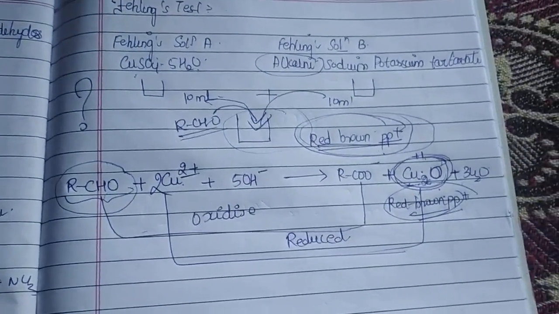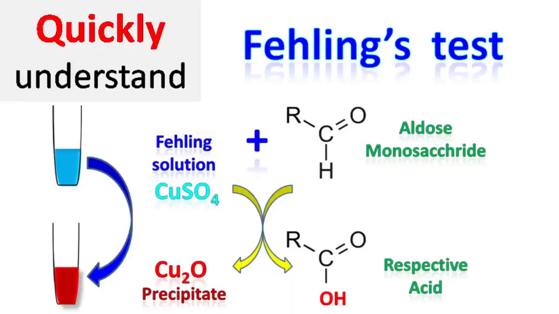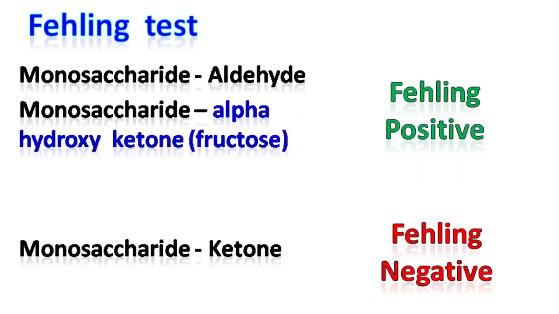So let's have a practical demonstration of this Fehling solution now itself. Hey everyone, quick biochemistry basics here. Let's talk about Fehling's test. Fehling's test is used to distinguish monosaccharides having an aldehyde or a keto group. Monosaccharides having an aldehyde group give a positive Fehling's test, while monosaccharides having a ketone group give a negative Fehling's test. However, there is an exception: monosaccharides having an alpha hydroxy ketone, like fructose, can also give a positive Fehling's test.